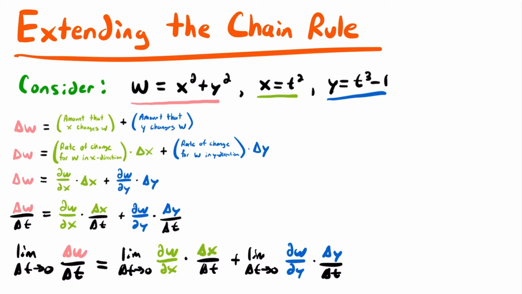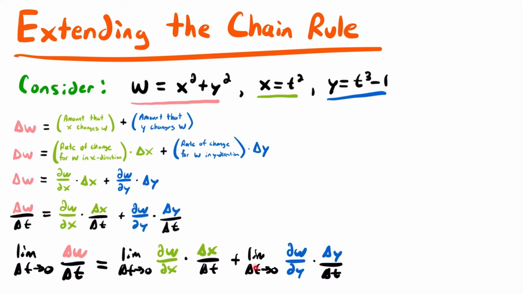All right, now in each of these limits, notice that we are just looking at the limit as delta t approaches zero. So that's really all we're worried about here, delta t. So when you look at these two limits here, these partial derivatives have nothing to do with t, right? It's the partial of w with respect to x and the partial of w with respect to y.